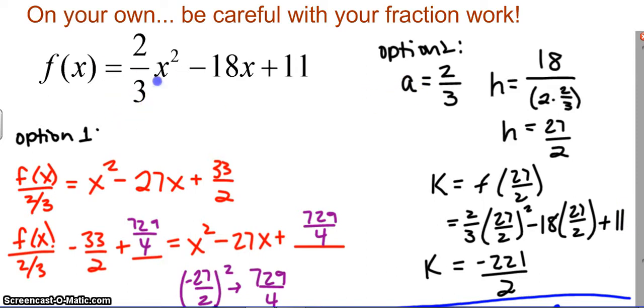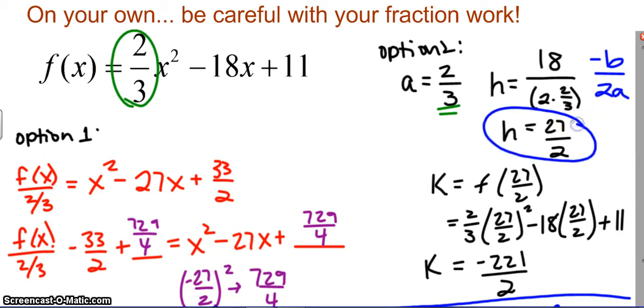Okay. Option 2 was using our A, H, and K shortcuts. So A is just the same as the A that's here. Okay, that's not going to change. H is what happens when you take negative b over 2a, because that's part of this complete the square step, negative b over 2a. Okay, so we're going to get 27 halves for H.